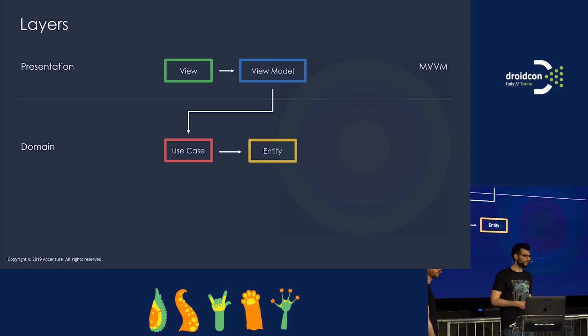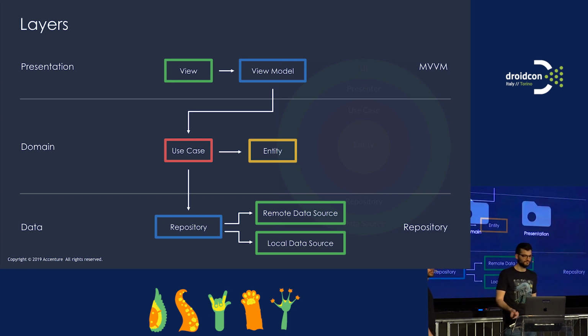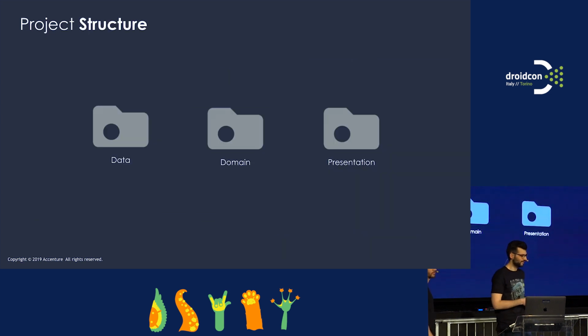Who gives us the real data? The data layer. In the data layer, we find components like repository or data sources that can interact with real data. So, having shown you these three layers and talked about what a clean architecture implementation looks like, let's talk also about the project structure. Seeing these three layers, the natural thing is to convert them into packages. And I have these three packages right here.